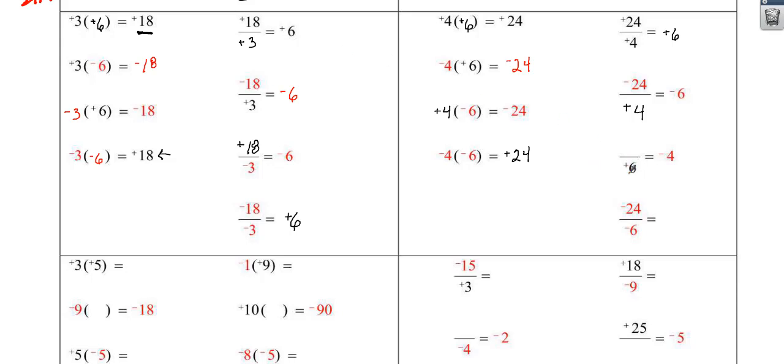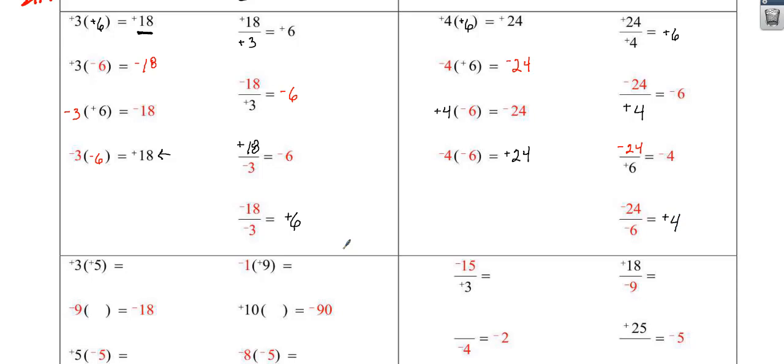Something divided by +6 giving us -4. These have to have different signs right here, which means this has to be negative. In this case, it's -24. We're using the same 6 integers for all these, either +4, +6, +24, or -4, -6, -24. And then finally for the last one, the negative divided by a negative, we know the answer has to be positive. In this case, +4.